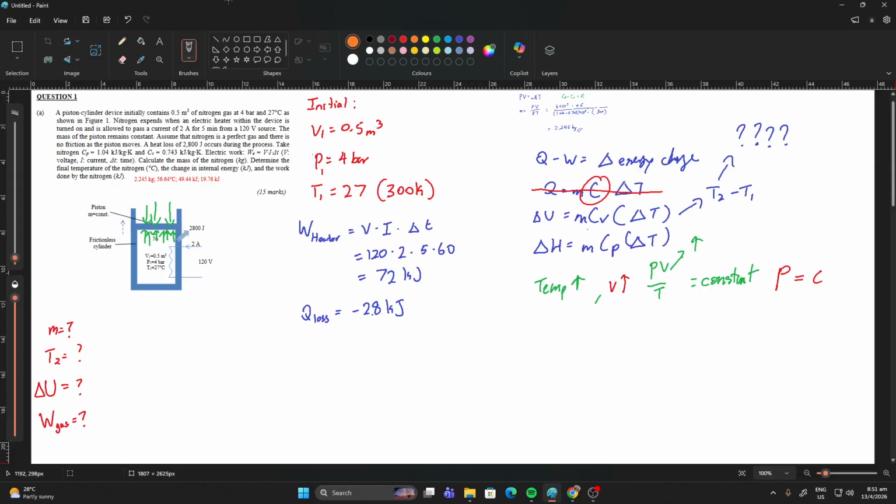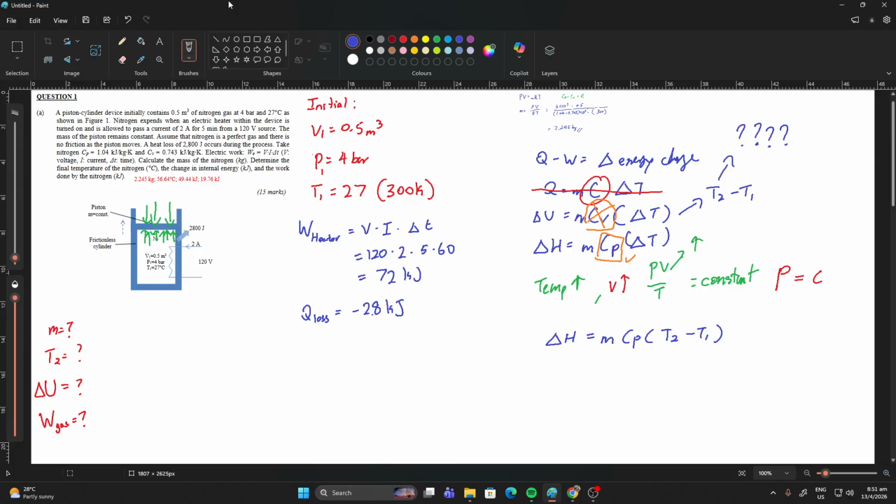So with that being said, since my volume increases, I cannot use Cv because it is not a constant volume application. However, I can use Cp because it is a constant pressure application. Which brings me, now that I have change in enthalpy equals mass times the constant pressure specific heat times, okay, I'm just going to write T1 minus T2.